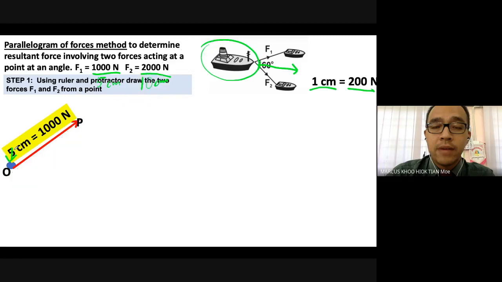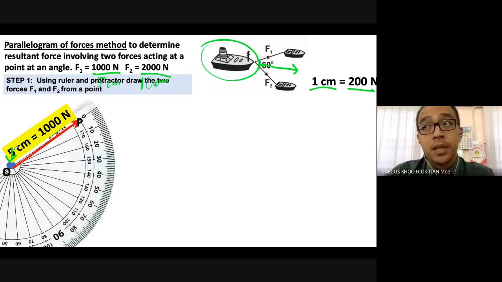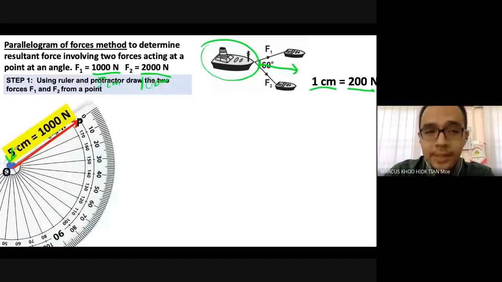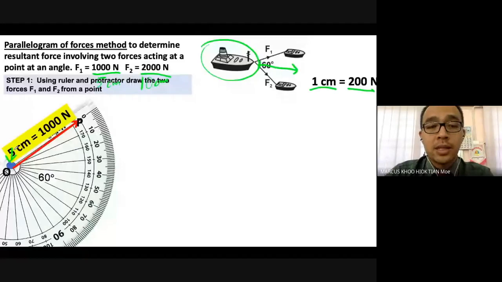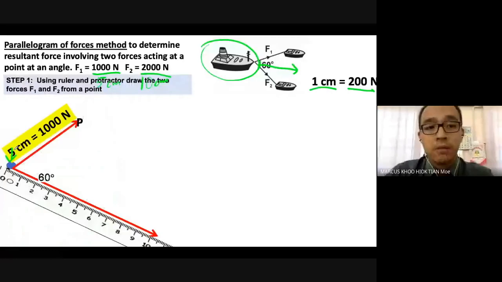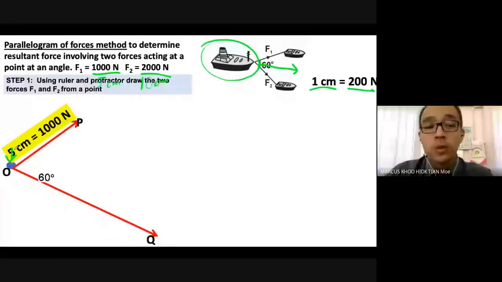Then you draw the angle, okay, using a protractor. So if you don't have a protractor in your house, it's a good idea for you to buy it from the koperasi later. Huh? Okay, please buy the protractor. Okay, then you find an angle of 60 degrees according to our diagram. Okay, and then you draw the second one. Of course you have to use a ruler as well, and you have to draw it to 10 cm. So 10 cm is 2000 newtons.